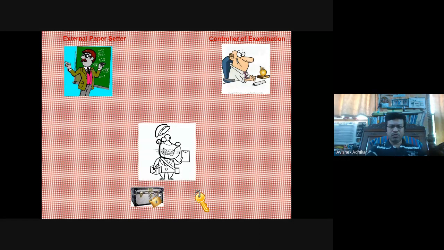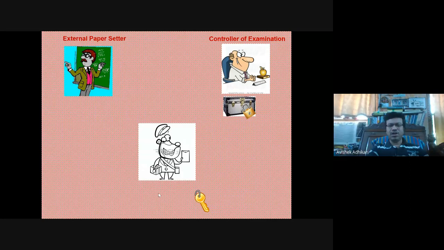So he opens it and opens up the question paper. He may modify the question paper, or he may replace the question paper, or he can solve this question paper. He might proofread the question paper. Whatever he likes, he can do. And after doing that, he will again put the modified question paper inside the box and make a lock using that and send it back to the controller of examination.